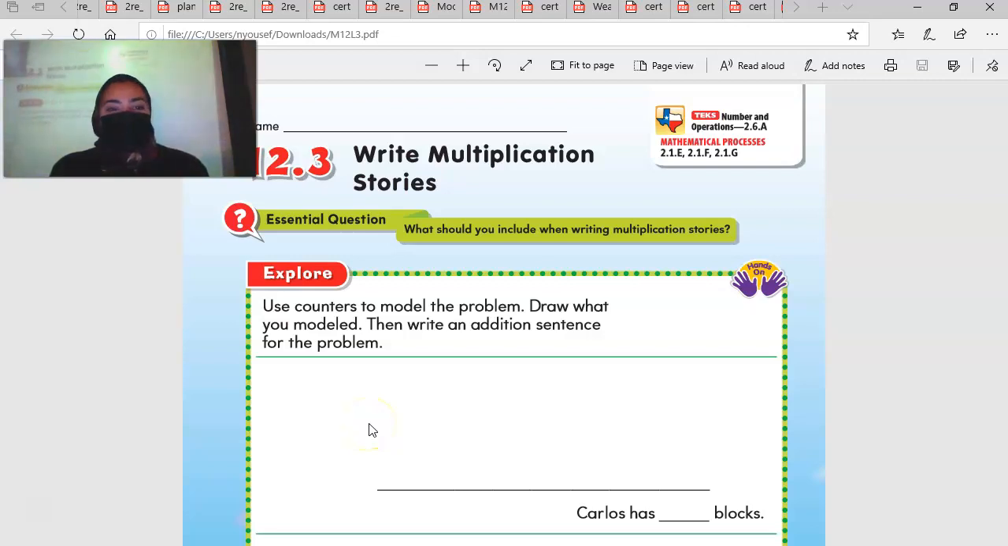Welcome. Here's your lesson for 12.3 math. Write multiplication stories. So, today we are focusing on understanding multiplication further by writing multiplication stories.